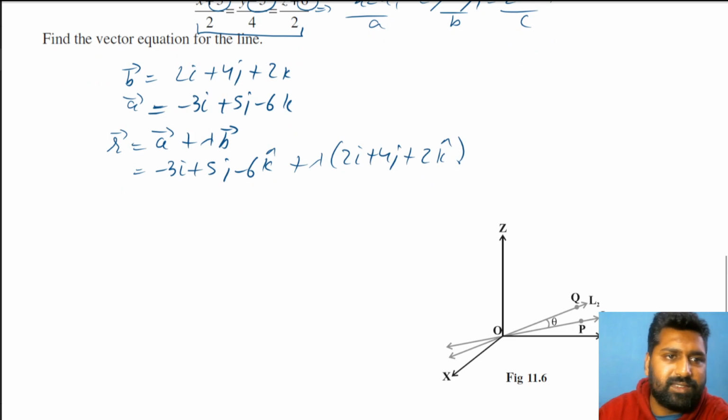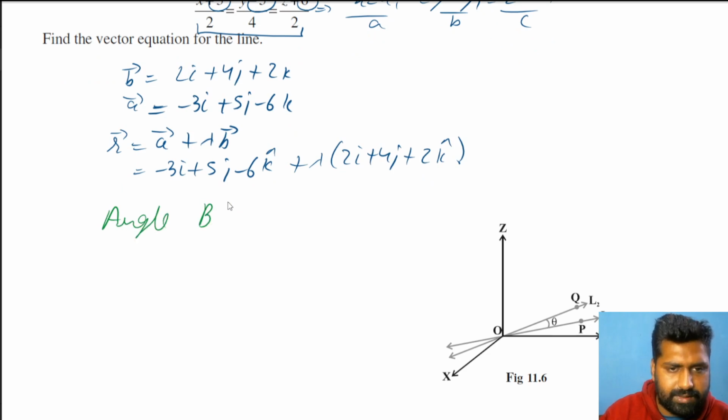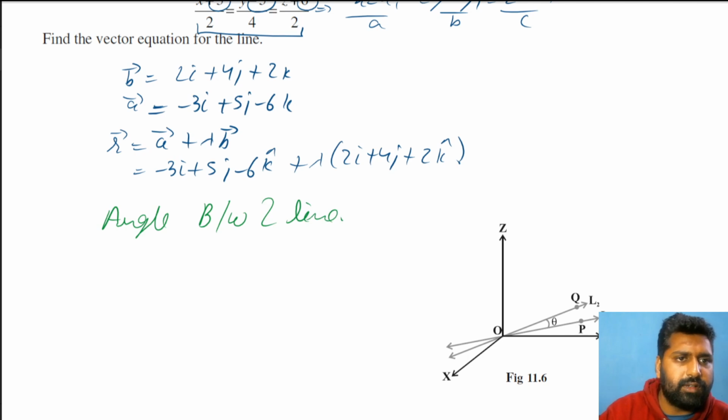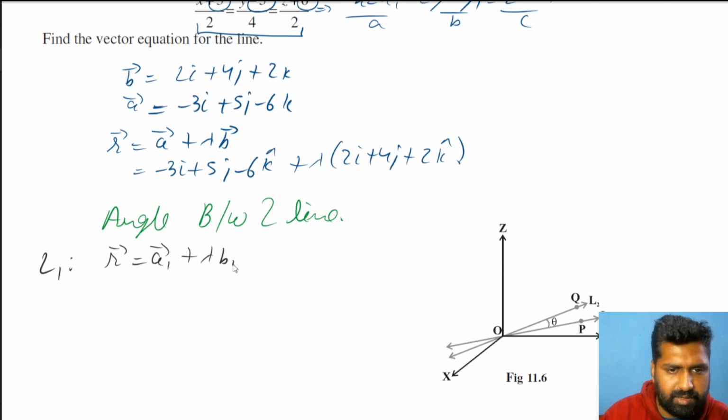Next, not exactly a form, but two lines are there. How do we calculate the angle between two lines? Let's say line 1 is r vector given by a1 vector plus lambda times b1 vector. Line 2 will be given as well. Even if it is given in Cartesian form, you convert it into vector form. The conversion of one form to another is very important.